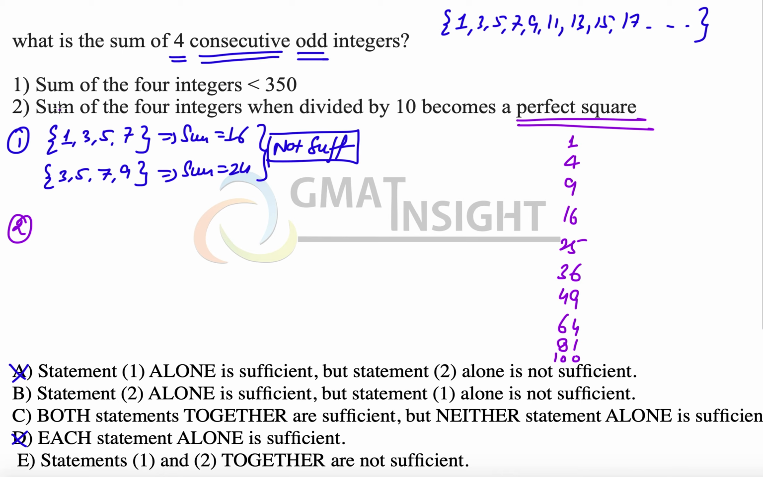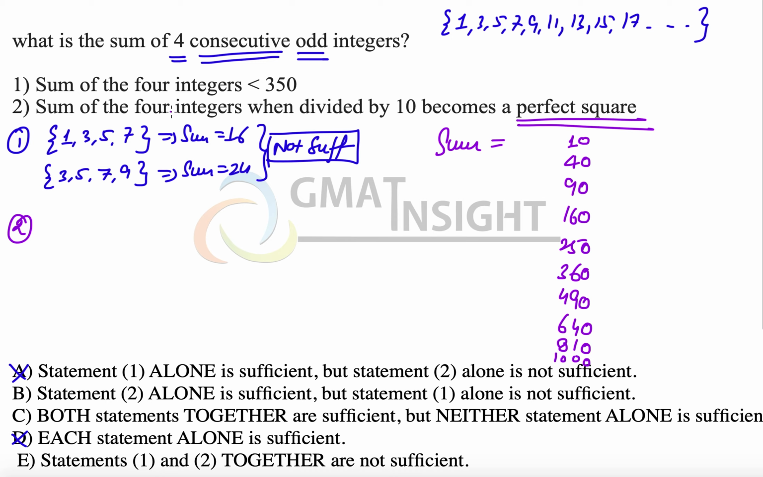The question says that the sum of the four integers when divided by 10 becomes a perfect square, which means the sum of those numbers could be a perfect square followed by a 0, because when a number is divided by 10, it just cancels out the 0. That means the sum could either be 10 or 40 or 90 or 160 or 250 or 360 or 490 or 640, 810 or 1000, etc. These are the possible summations of those four consecutive odd numbers, right?